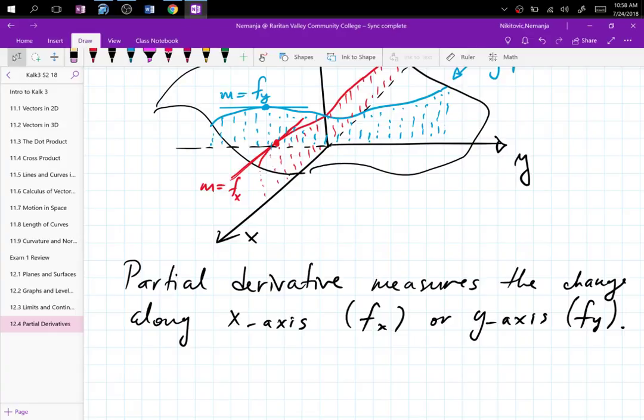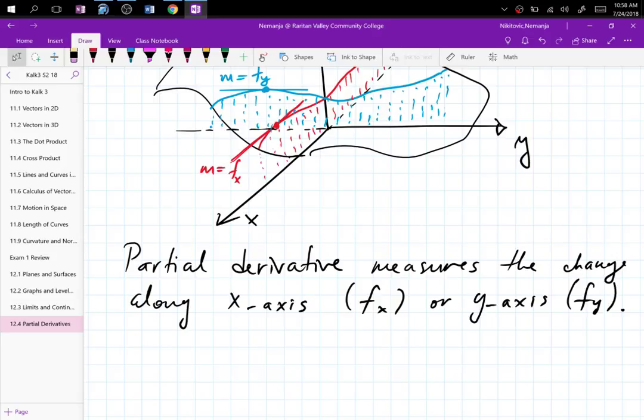Next, not next section, 2 sections from now, 12.6 is directional derivatives, and directional derivatives will measure the change in any direction. So right now we are only stuck with the derivatives in x direction and derivatives in y direction. So technically what we are doing is we are taking this third-dimensional space and we are reducing it down to 2-dimensional space where fx, partial derivative, is going to be the xz plane, and fy is the yz plane.